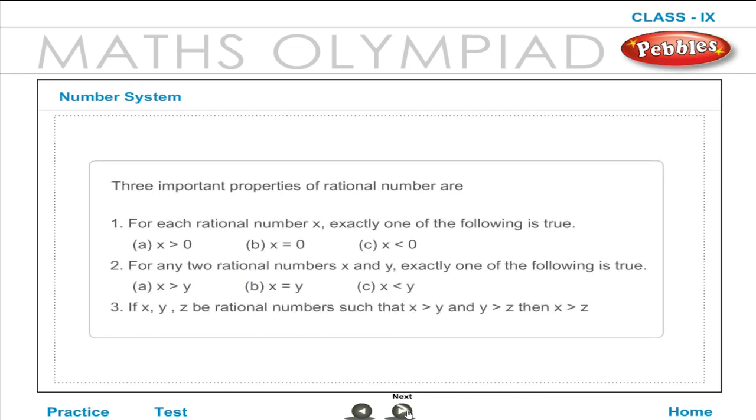Three important properties of a rational number are: for each rational number x, exactly one of the following is true: x is greater than 0, x is equal to 0, x is lesser than 0. For any two rational numbers x and y, exactly one of the following is true: x is greater than y, x is equal to y, x is lesser than y. If x, y, z are rational numbers such that x is greater than y and y is greater than z, then x is greater than z.